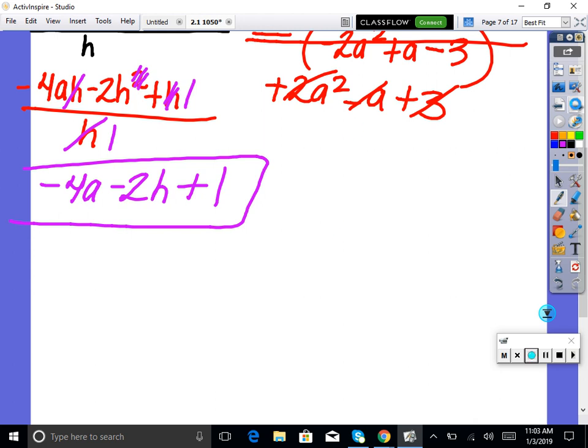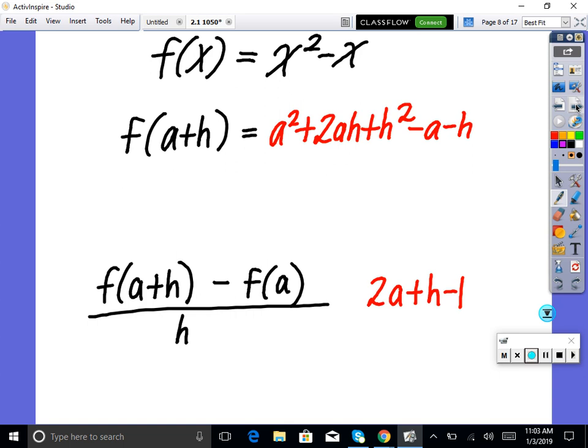So what I need you to do is try these by yourself. Given f of x is equal to x squared minus x, find f of a plus h. I've already written the answer. That's not the point. You got to make sure you can do it. If you can't, you got to ask me for help. Then, once you've got the top one right, move on to the bottom and simplify it down.